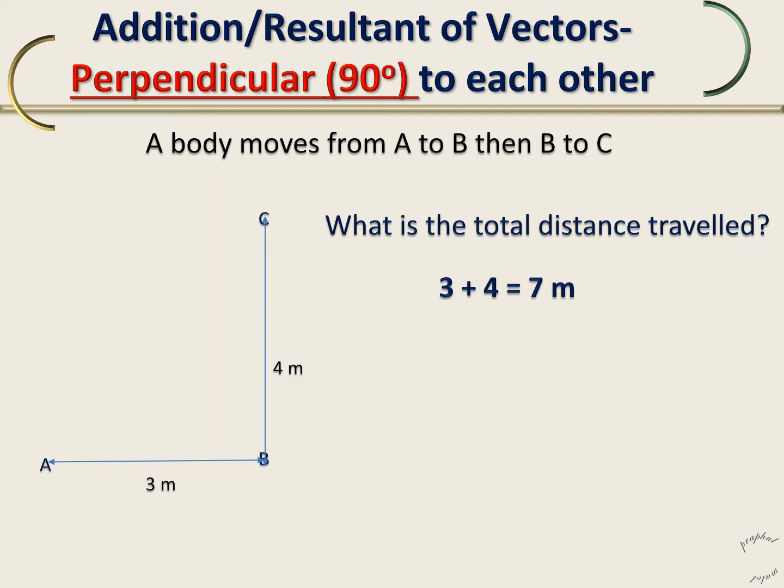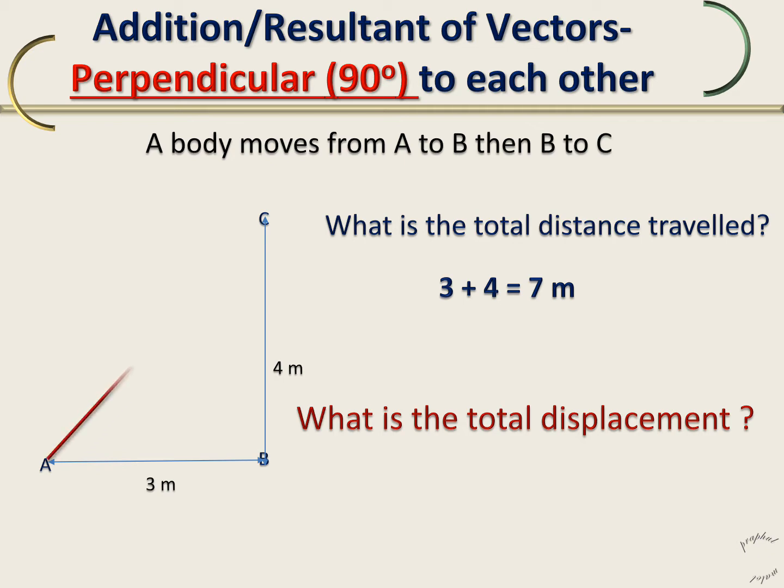But what is the total displacement? In order to find the displacement, you need to consider the directions. So the easiest way to find the displacement of any object is to consider the initial point, like A here, then consider the final point, that's C. Draw a straight line between the initial and final points. Draw a line from A to C. This is how you represent the displacement of the object. But how do you calculate the value of the displacement, the magnitude? We know the direction now, but how do we find the magnitude?